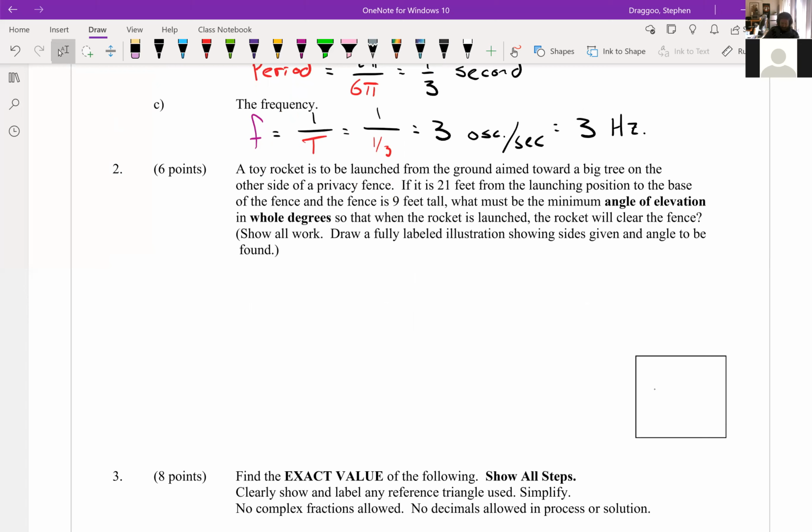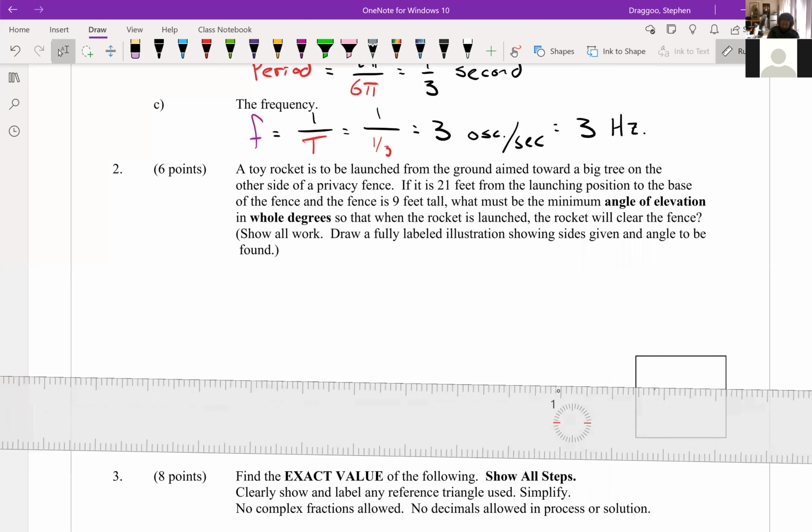Okay, moving on. A toy rocket is to be launched from the ground aimed toward a big tree on the other side of a privacy fence. If it's 21 feet from the launching position to the base of the fence, which is 9 feet tall, what must be the minimum angle of elevation in whole degrees so that when the rocket is launched, it'll clear the fence?